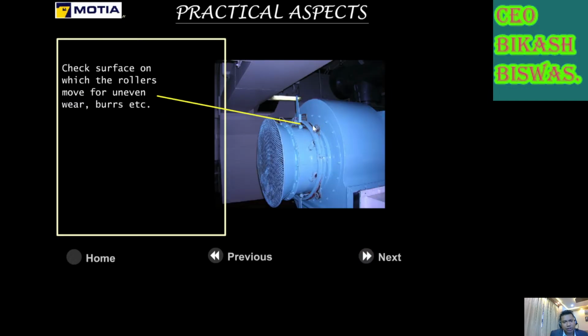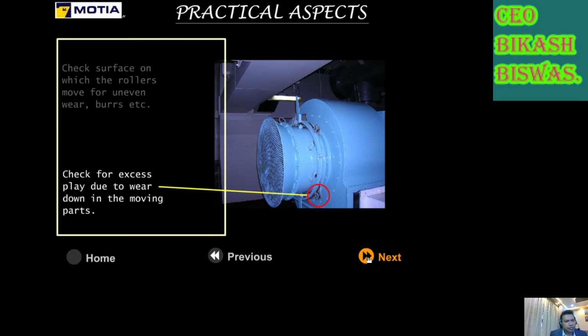These are the rollers which are moving on this ring. These are moving on the rings. Then check for excess play due to wear in the moving parts. Excess play you have to ascertain, or you have to renew these parts, this roller.